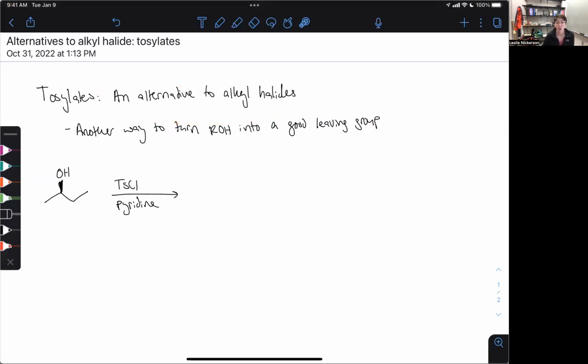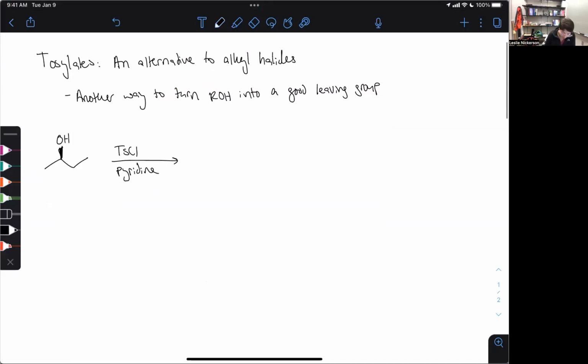So we've looked at a couple of reactions where you can have an alcohol and turn it into a bromine or a chlorine. This is another way of looking at that. It's just going to be a slightly different leaving group, but we're still turning that OH into a good leaving group. Okay. So first off, we need to talk about the structure of tosyl chloride.